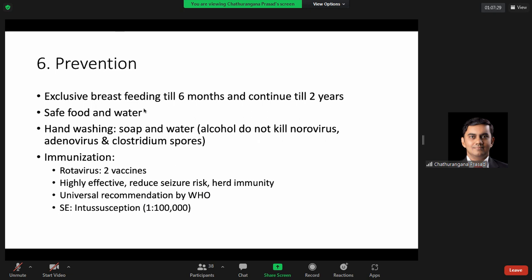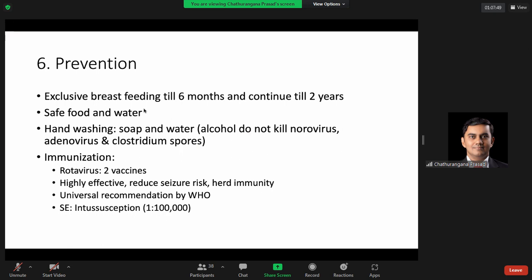So the sixth important thing is prevention. Now, this history is a clear example, right? The neighbor had diarrhea, and it got carried over to the other house. So prevention of diarrhea is very important, right? These are some of the steps that you can take.